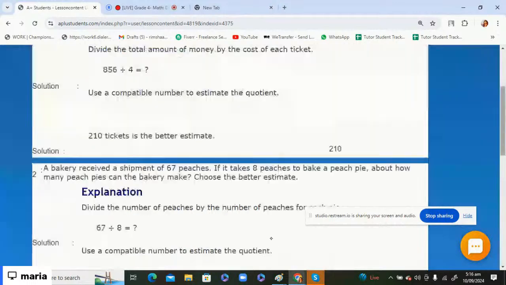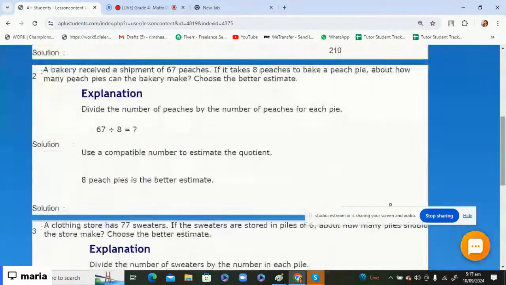A bakery received a shipment of 67 peaches. If it takes 8 peaches to bake a peach pie, about how many peach pies can the bakery make? Choose the better estimate. 67 divided by 8. How much of it? 67. And then how many? That is 8. So 67 divided over 8. Let's check.